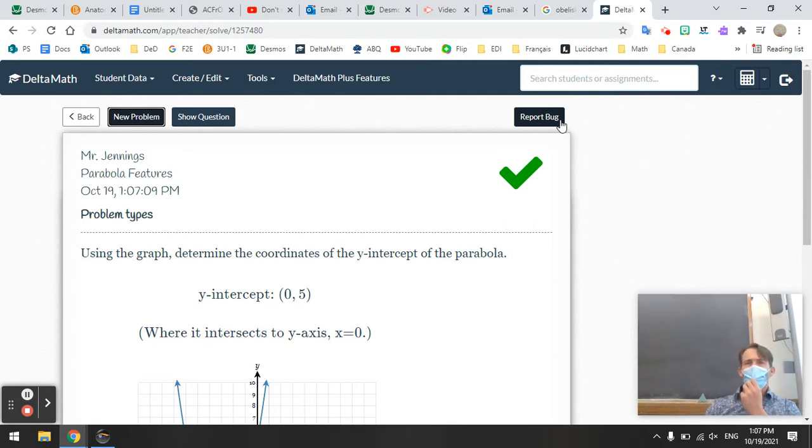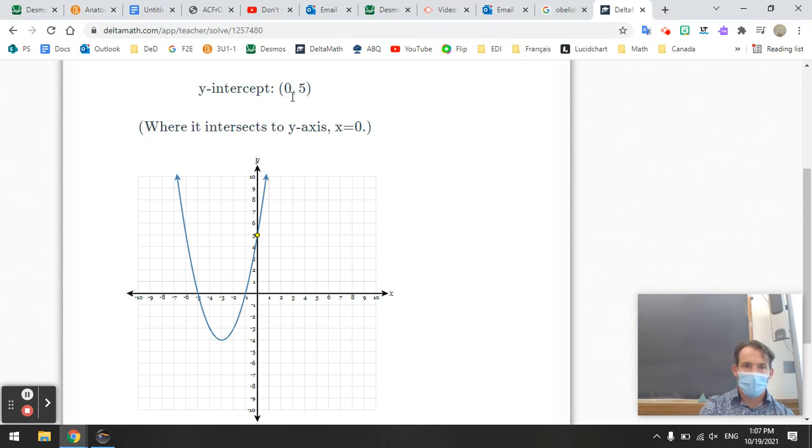Should you be angry if you see a red X? I sure do get a little annoyed with myself when I see the red X, because it means I've made a mistake. But I also try to view it with a growth mindset. I'm like, all right, Delta Math, show me what I need to know. And here I look: where it intersects the y-axis, x is 0. They're showing me the point there. And I'm like, okay, I'll remember what y-intercept means next time.